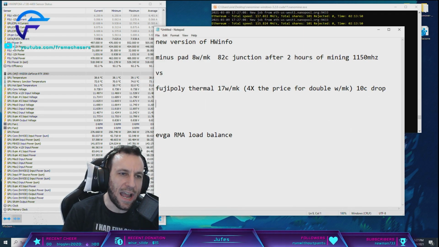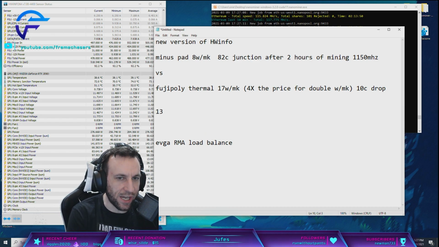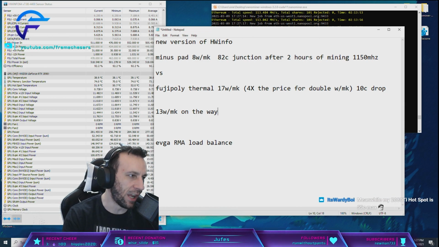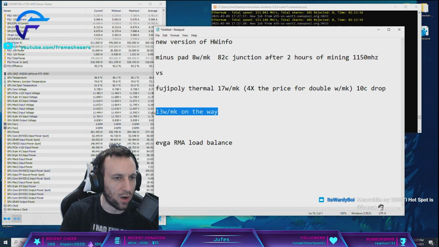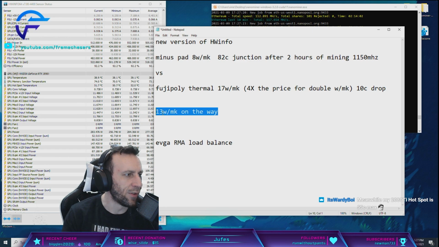I do have some 13 watt per meter Kelvin pads on the way. I don't know when they'll get here, but I'm going to test them in the future.